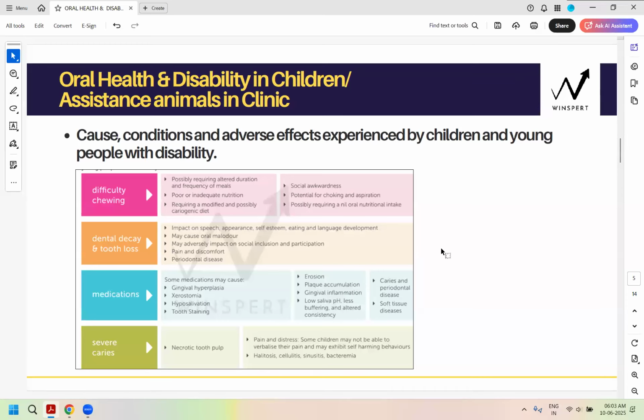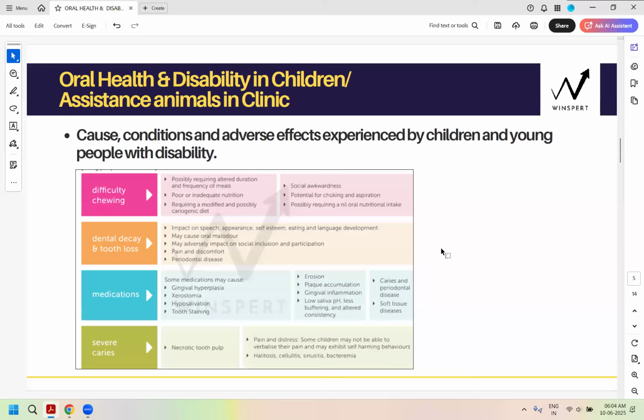When that happens, it will affect their speech, their appearance, again, their language development, right? It can lead to halitosis, and how they are socially included, how they are participating in their social interactions, that all gets affected. So oral health affects your systemic health as well as your mental health. Pain and discomfort can be the obvious sign when the decay is extensive.